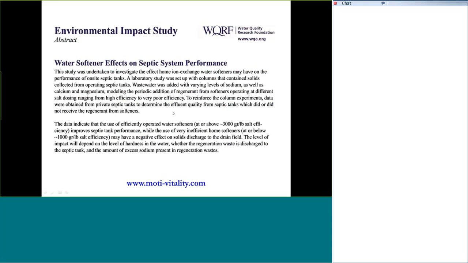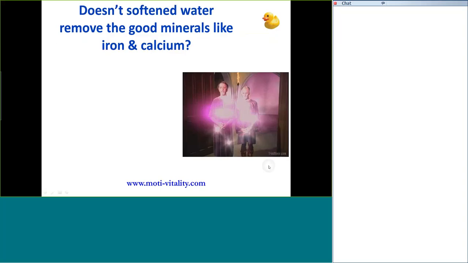The data indicate that the use of efficiently operated water softeners improves septic tank performance, while the use of very inefficient softeners may have a negative effect on solids discharged from the drain field. The level of impact will depend on the level of hardness in the water, whether the regeneration waste is discharged to the septic tank, and the amount of excess sodium present in the regeneration waste. So it's pretty clear.